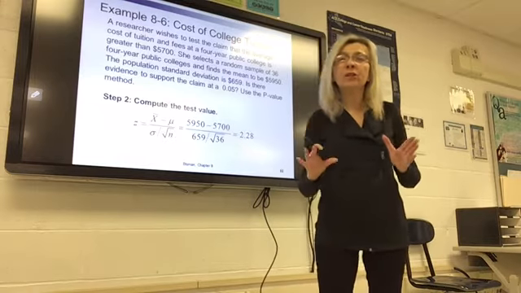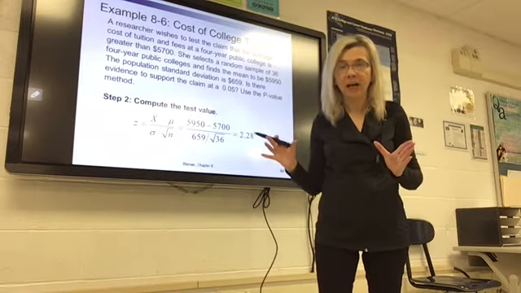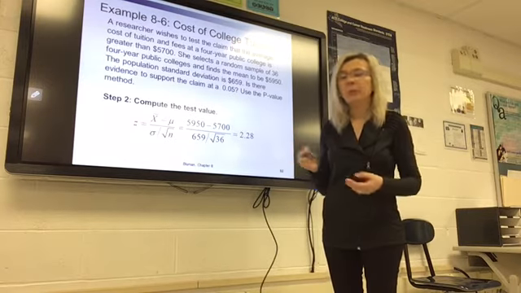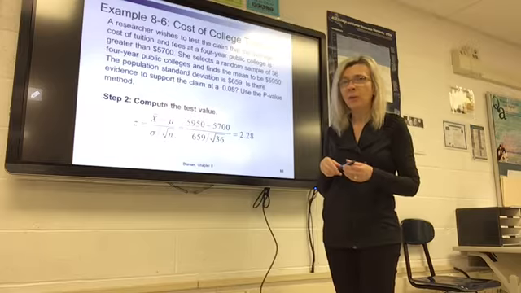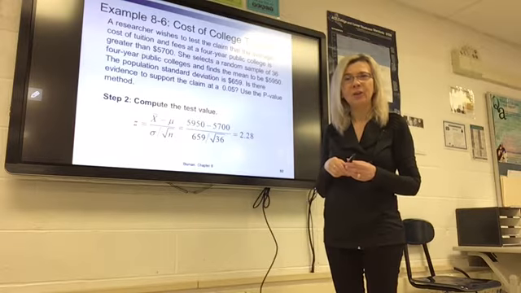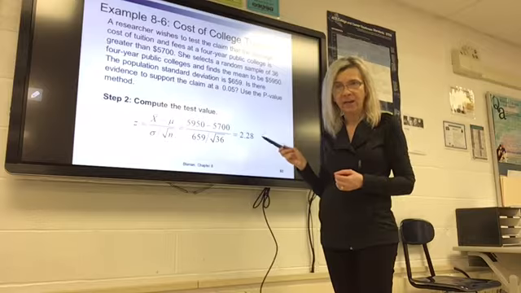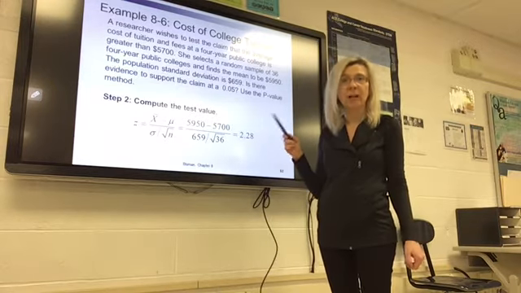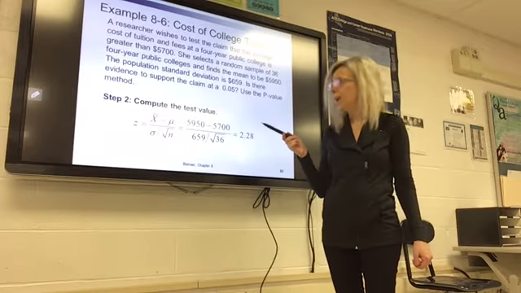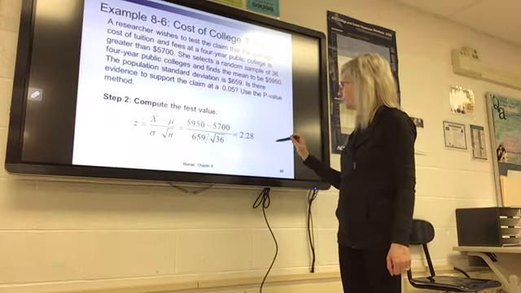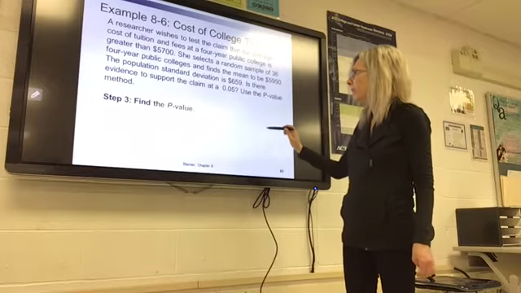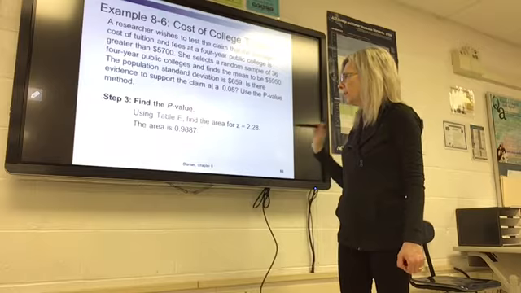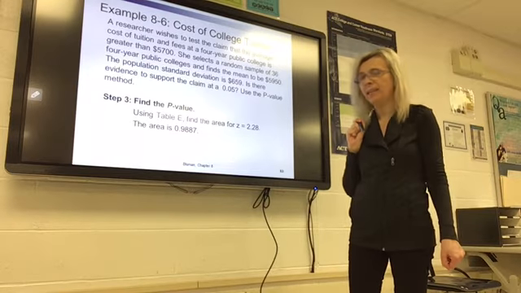And for the traditional method, we would stop because we would compare that z-score with our critical value. But because we don't have the critical value, we're going to find the area that corresponds to that z-score. So we are looking at our table, and this is the z-score. We find the area that corresponds to that z-score, and the area is 0.9887.